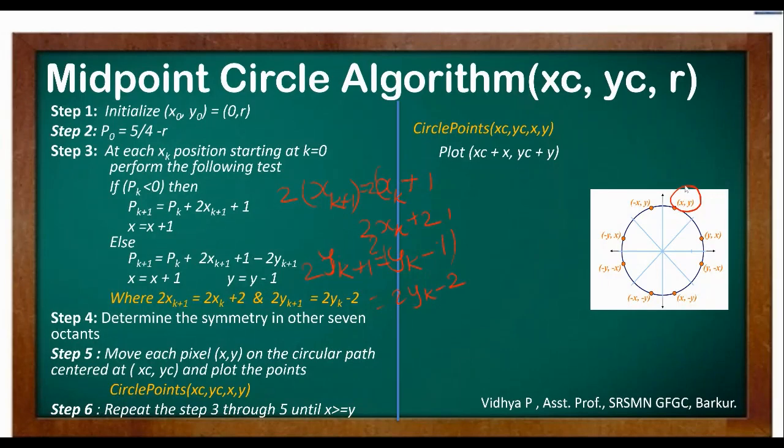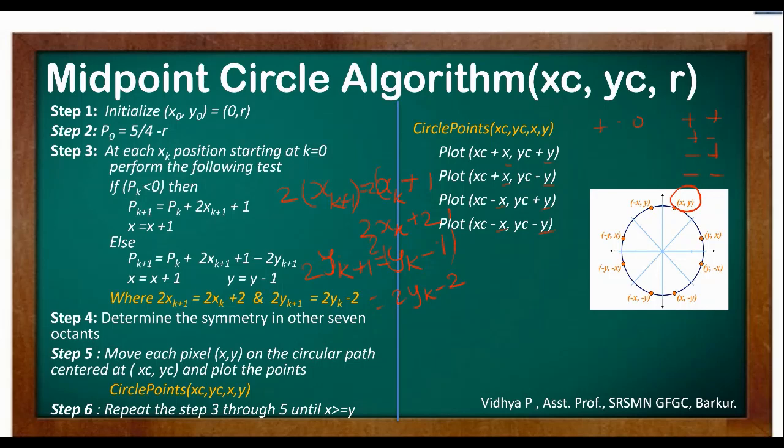So we plot xc plus x comma yc plus y, xc plus x comma yc minus y, xc minus x comma yc plus y, and xc minus x comma yc minus y. So here you can note, all these values are x and these values are y, and we have a sign interchange. If you imagine plus as 0 and minus as 1, then we'll have all the 4 combinations: plus plus, plus minus, minus plus, minus minus.